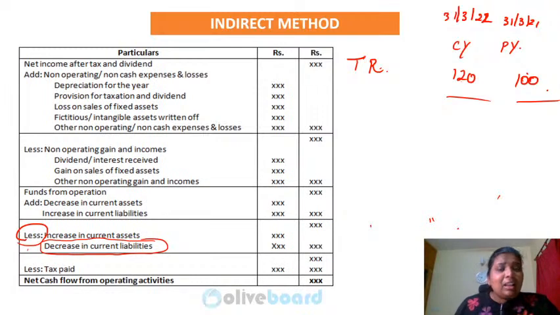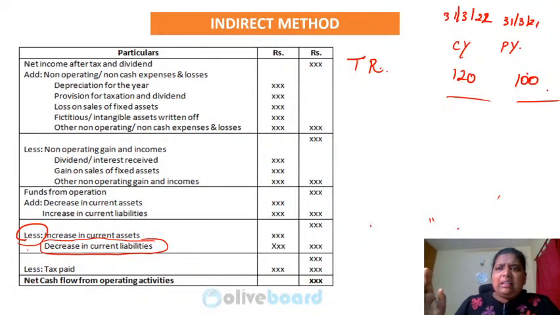That is the reason if my trade receivable increases, it will be reduced from my operations cash flow, because that guy is not paying me. Literally, inflow is not there. Suppose the opposite: earlier it was 120, now it is 100. It means I received 20 rupees, which means a decrease in the current asset.